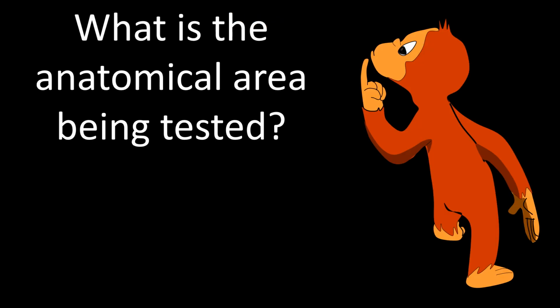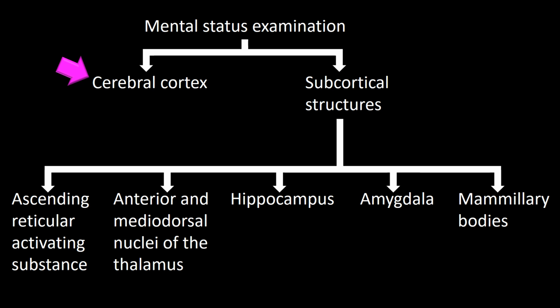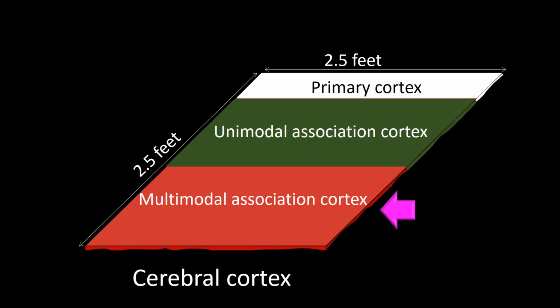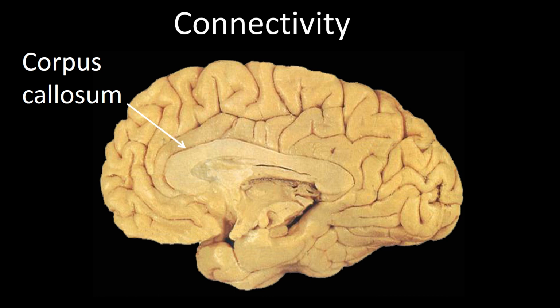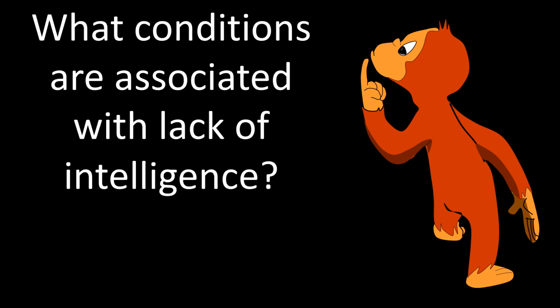The areas of the brain tested include the cerebral cortex, especially the multimodal association cortex, and very especially the anterior multimodal association cortex, but also cortical neuron connections, which can be gauged according to some authorities by the size of the corpus callosum. Conditions associated with lack of intelligence are genetic, that affect cortical neuron differentiation, migration, and interconnections, and dementing disorders that injure cortical neurons and their connectivity.